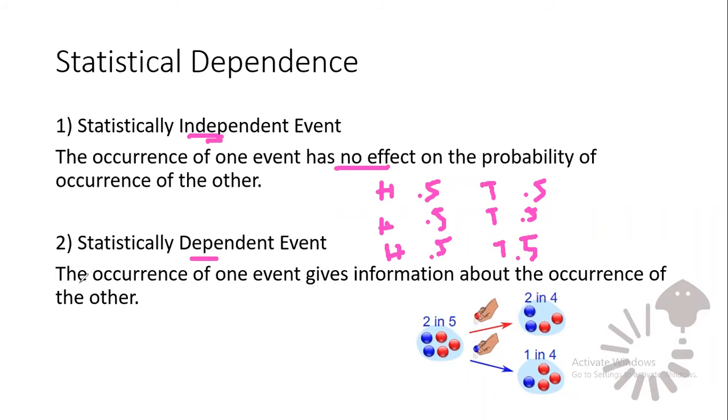Contrary to that, for dependent events, the occurrence of one event gives information or has an effect on the occurrence of the succeeding event or the other event. So an example is, we have here 5 colored balls: 2 blue and 3 red. Getting or picking a random 2 balls, let's check the probability.